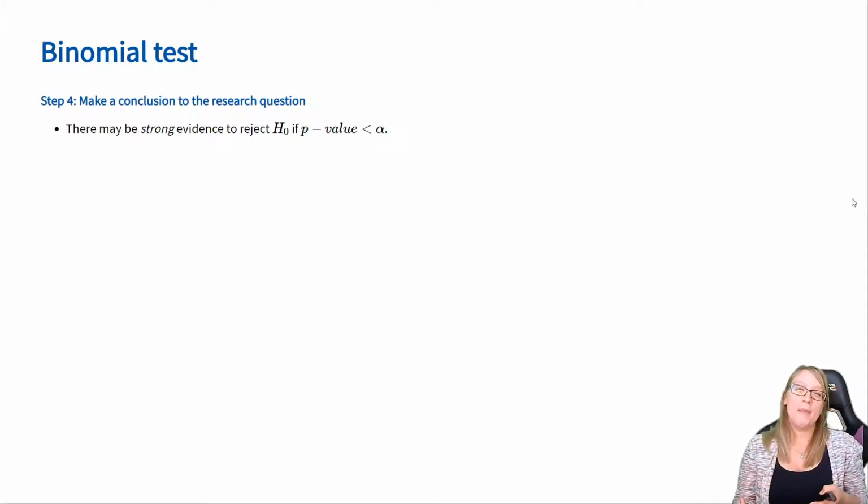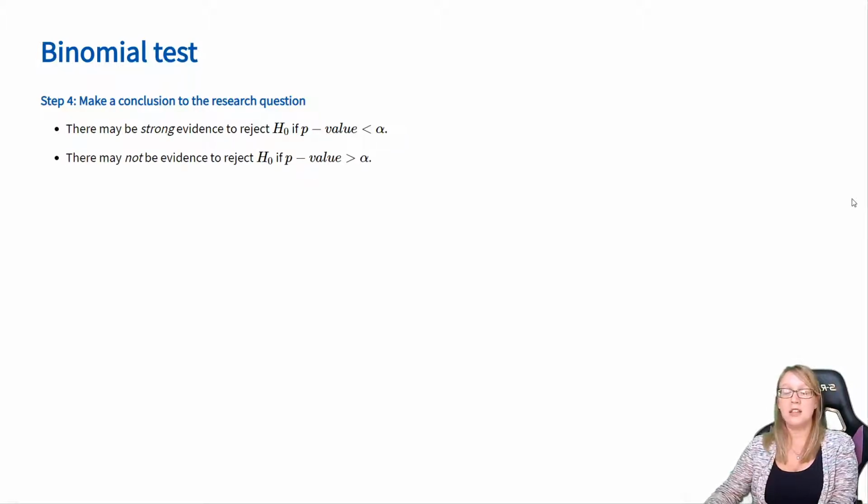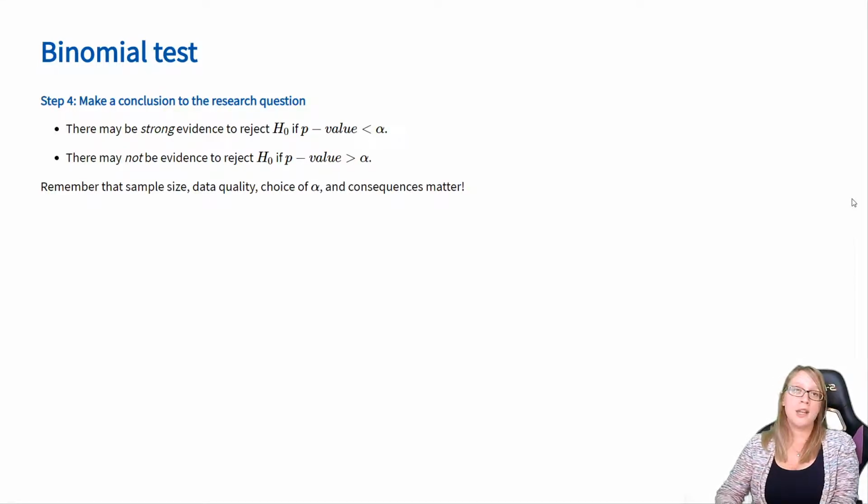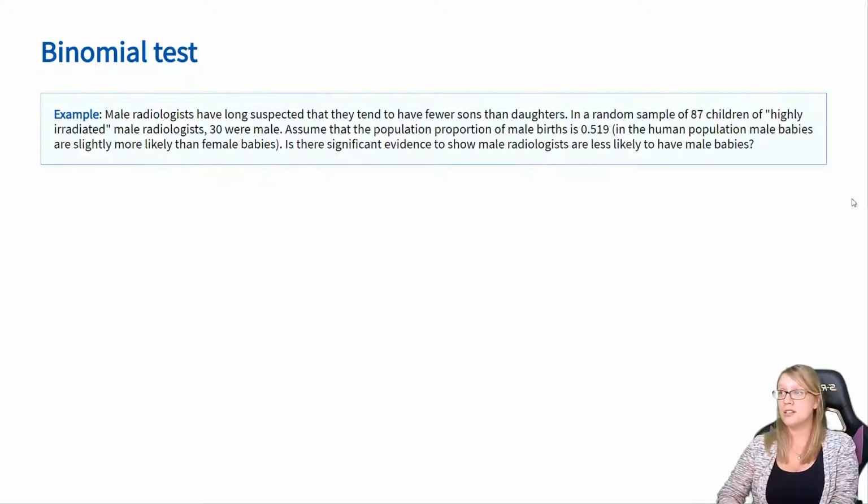Again, like any other hypothesis test, we will build our interpretation in the same way. So if the p-value is sufficiently small, we'll say that there is strong enough evidence to reject the null hypothesis. If the p-value is large, there is not enough evidence to reject. Again, as before, sample size matters, quality of the data matters, consequences of errors matter as well. So this should not be a black and white decision about whether to reject or fail to reject. Let's take a look at another example.